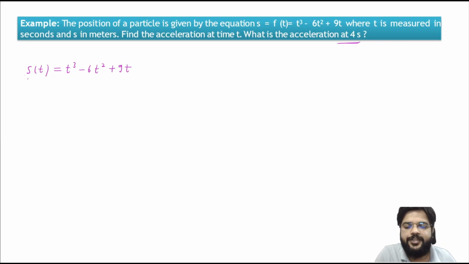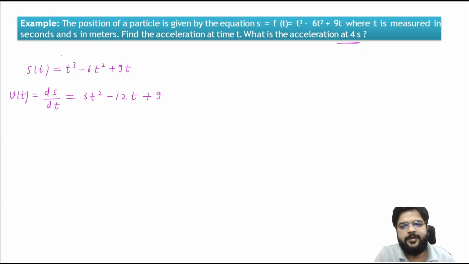If we differentiate the first time, we will get velocity, correct. So if I write velocity as a function of time, it is ds by dt. This is the first derivative. Here we have t cube. The differentiation of t cube is 3t square, and the differentiation of minus 6t square: minus 6 is a constant, put it outside the differentiation, and the differentiation of t square is 2t. So it is minus 12t, and the differentiation of plus 9 is 0. So this is the first derivative, and when we differentiate position once, we get velocity.